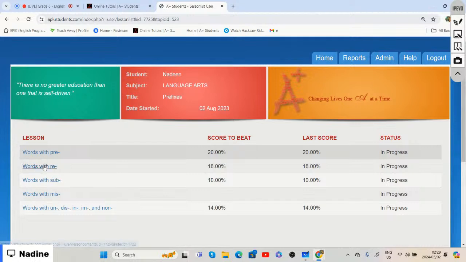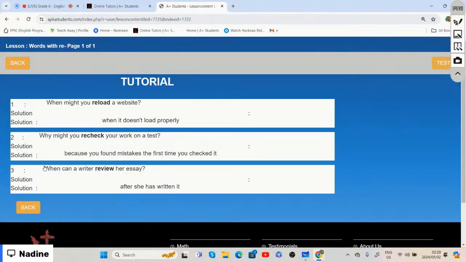All right, so now we're going to words with re, right? And we said re means again. It's like asking when might you reload a website? We might reload a website when it doesn't load properly. That is why we say restart a PC, because we are starting the PC again.